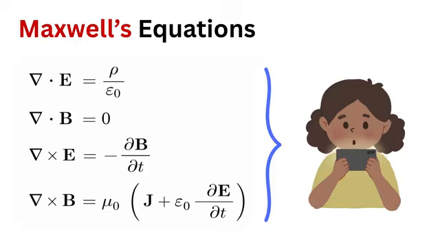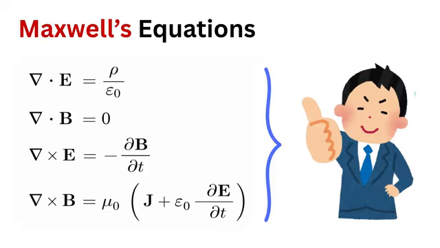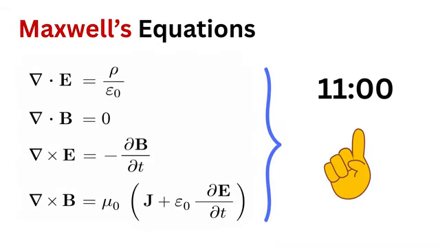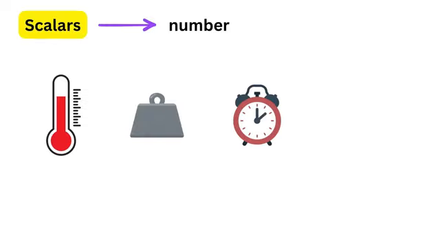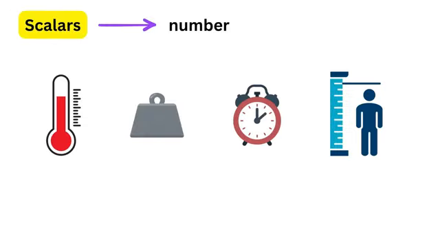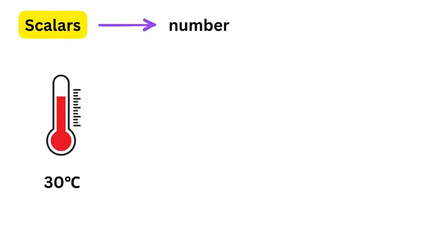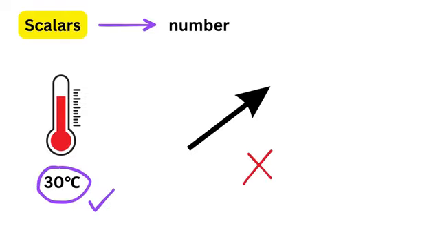If you haven't seen them, watch them fully, and if you already have, you can simply jump ahead to this timestamp. A scalar is simply a number. It has magnitude but no direction. Examples of scalars are temperature, mass, time, or height. For instance, if the temperature at a place is 30 degrees, that number alone fully describes it. There is no direction involved.